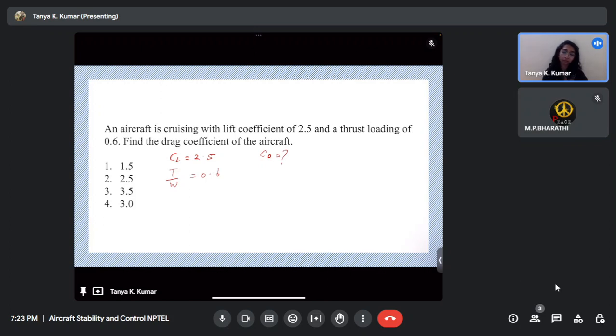Just write down the formula for thrust loading for steady level flight, and then you'll be able to do it.